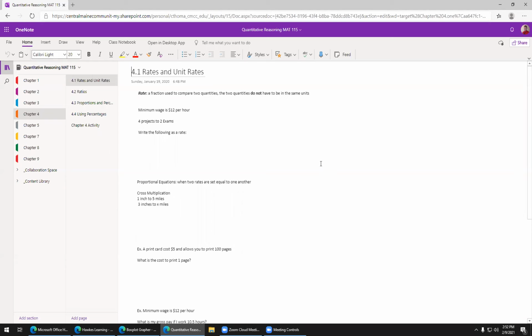With one, the units are the same. With the other, the units are not, right?